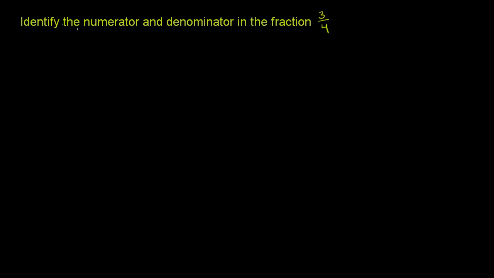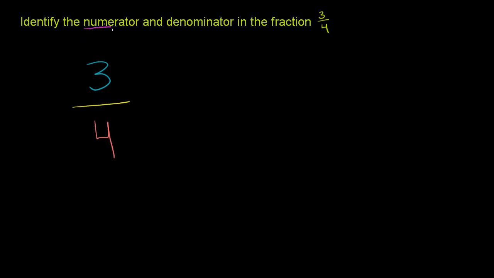We're asked to identify the numerator and denominator in the fraction 3 over 4, or 3/4. So let's rewrite this just so it's nice and big. So let me just write the fraction. So we have 3 over 4. 3 over 4. Now, they want us to identify the numerator and the denominator.